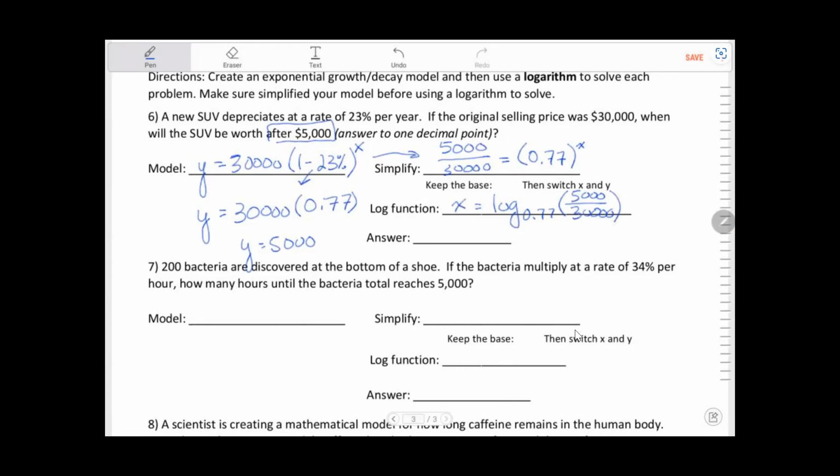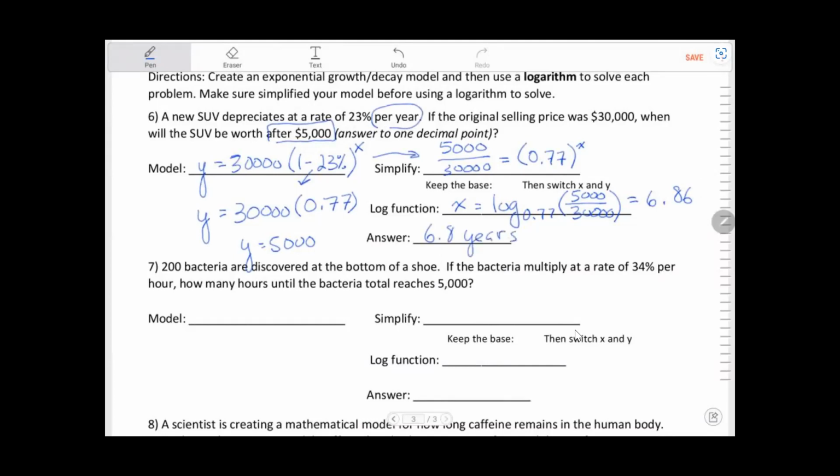And so I'm going to put that in my calculator. Let's see, log base 0.77 of 5,000 divided by 30,000. And that's going to give me an answer of 6.8. And so this was how many years? 23% per year. So my answer would be 6.8 years.